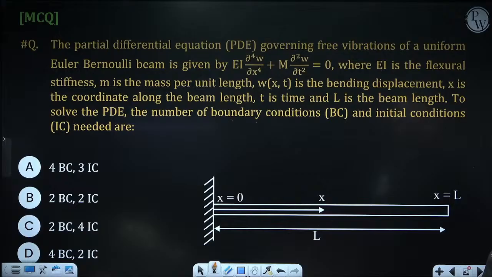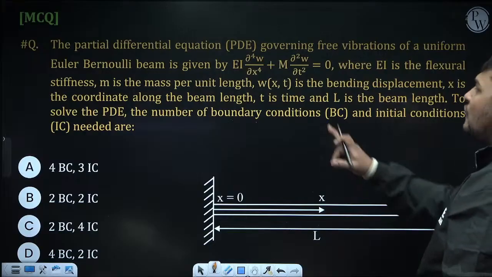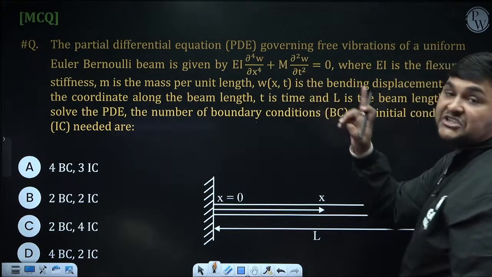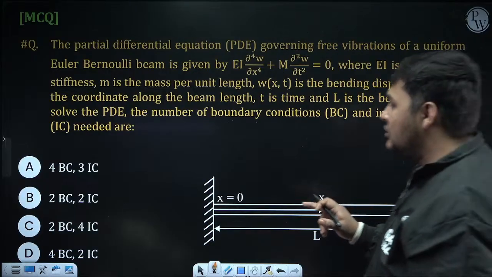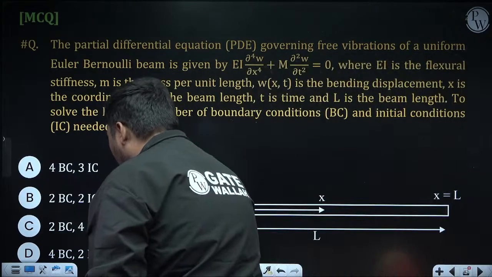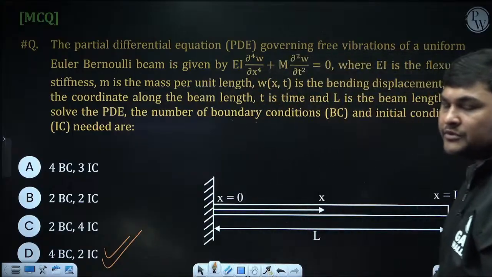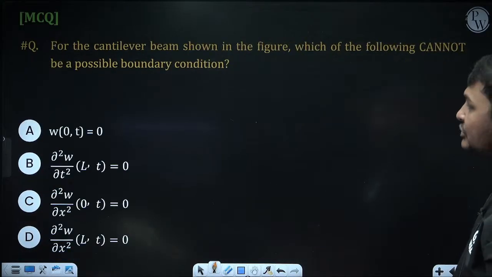EI is the flexural rigidity, M is the mass per unit length. So how many boundary conditions are required? Definitely 4 boundary conditions, and I require 2 initial conditions. Initial means conditions related to time. So here I require 4 boundary conditions and 2 initial conditions. Option D is correct. But what are those 4 boundary conditions?